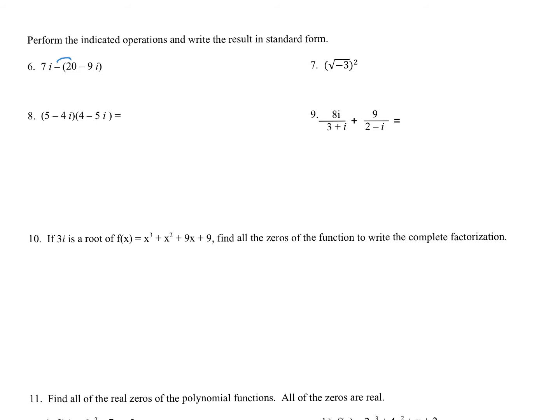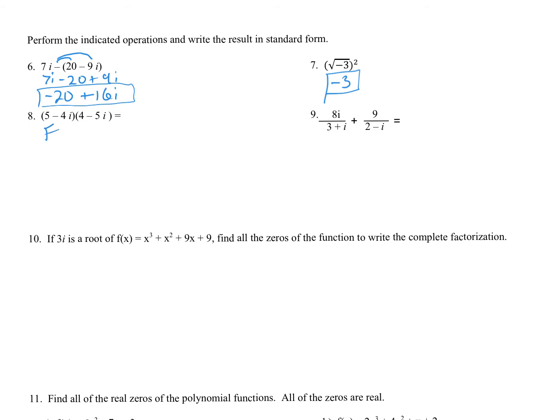So this one I'm just going to distribute this negative. So this is 7i minus 20 plus 9i. Combine like terms. So this is -20 plus 16i. That's that. Number 7, do not overcomplicate it. So we're squaring a square root. Our answer is -3.